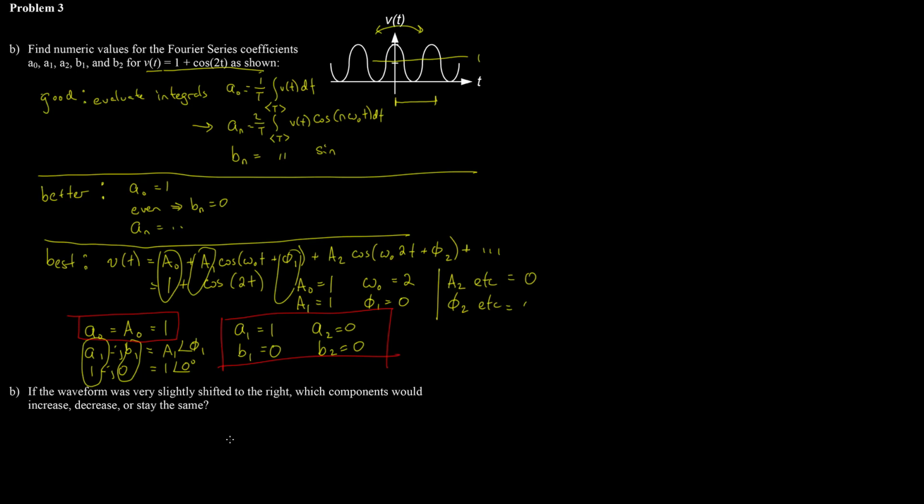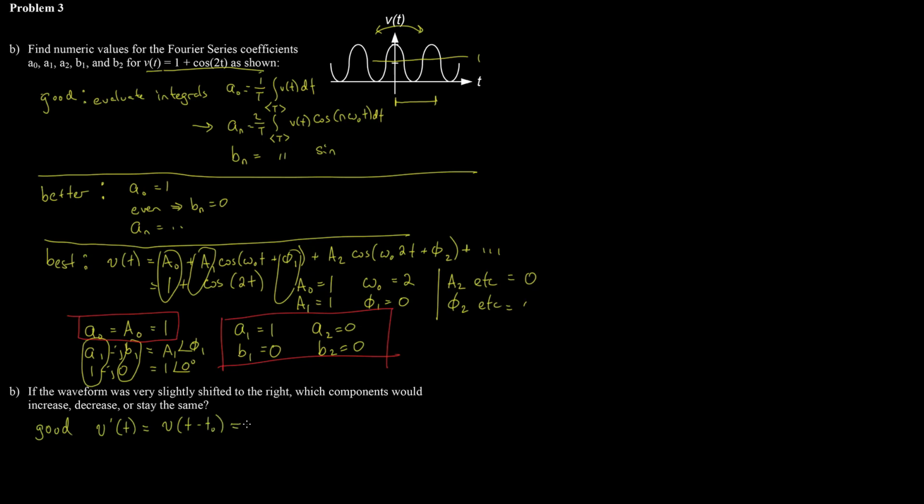Second, if the waveform was very slightly shifted to the right, which components would increase, decrease, or stay the same? There's a good way of doing this. If we want to shift it to the right, I'll call our new function v prime. That doesn't mean the derivative of v, that just means it's our new function that's been shifted to the right. That's the same as our original function, just with t replaced by t minus t naught, if we want to shift it to the right by t naught.